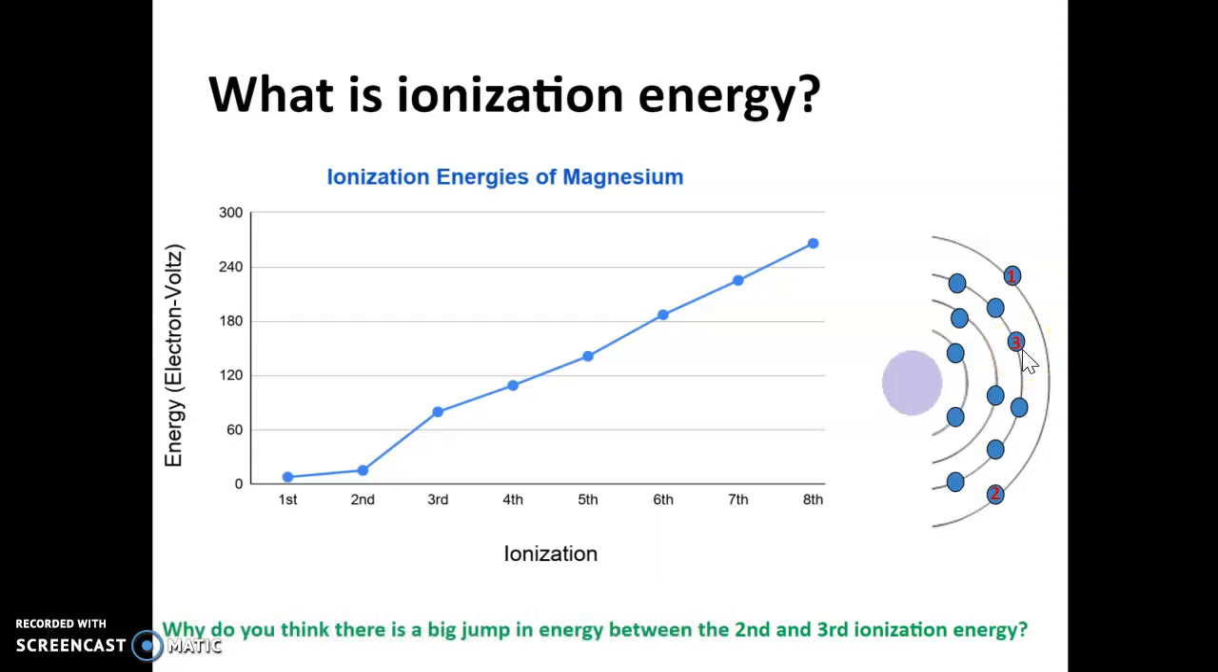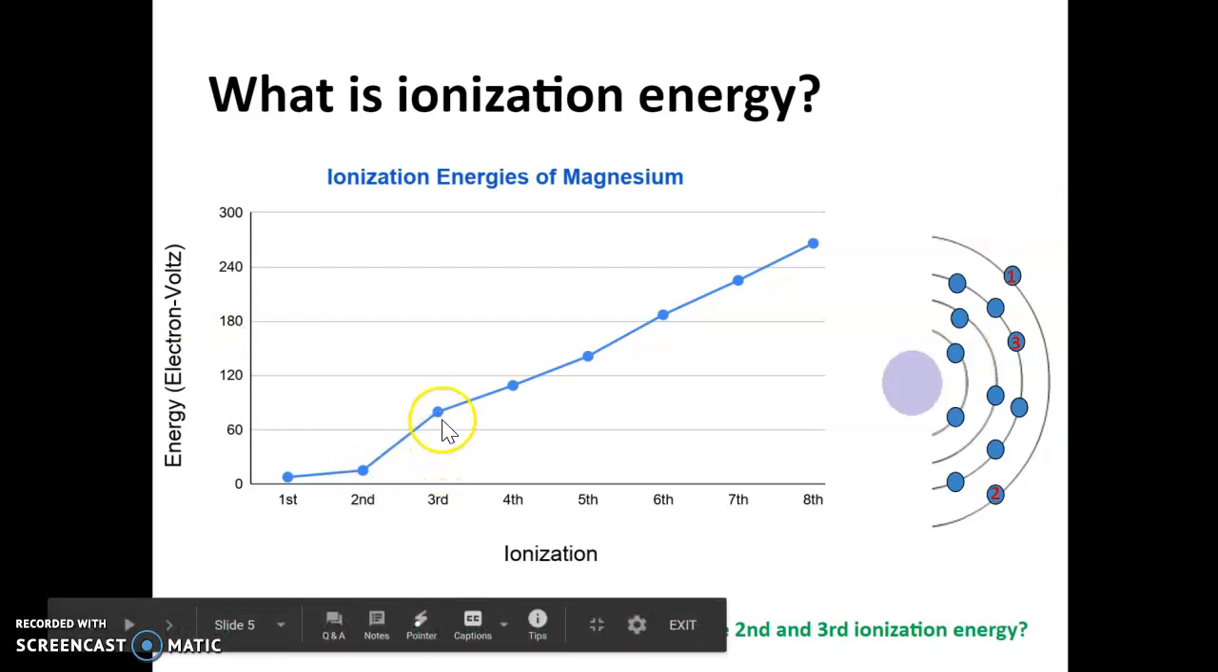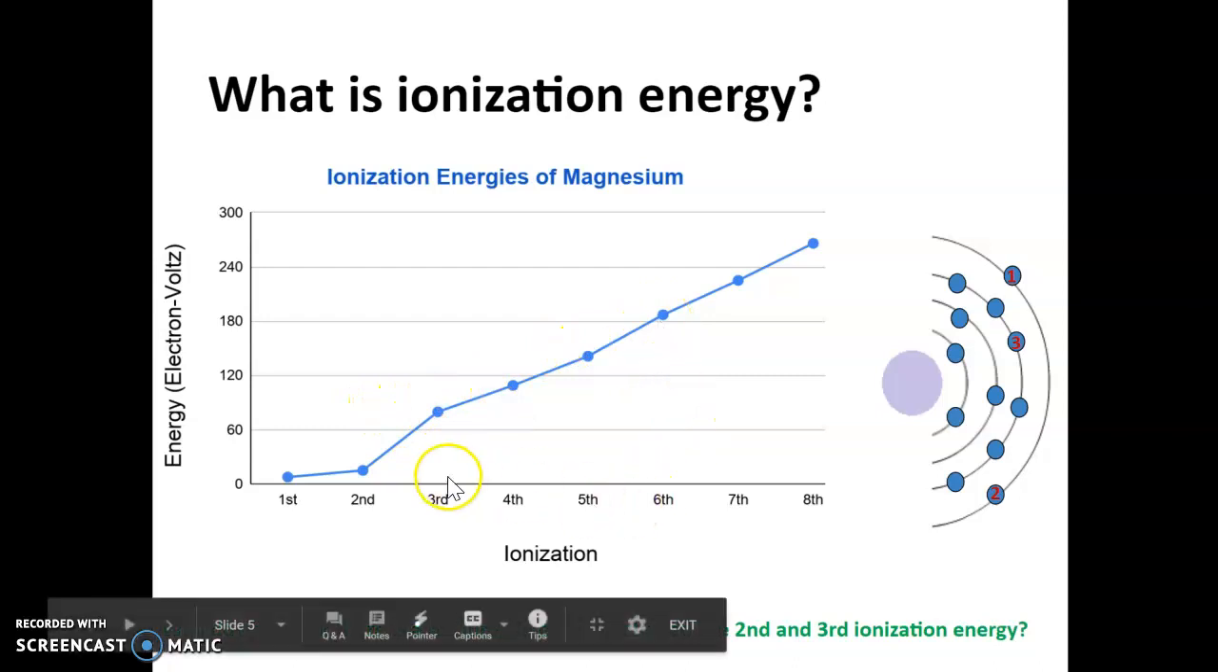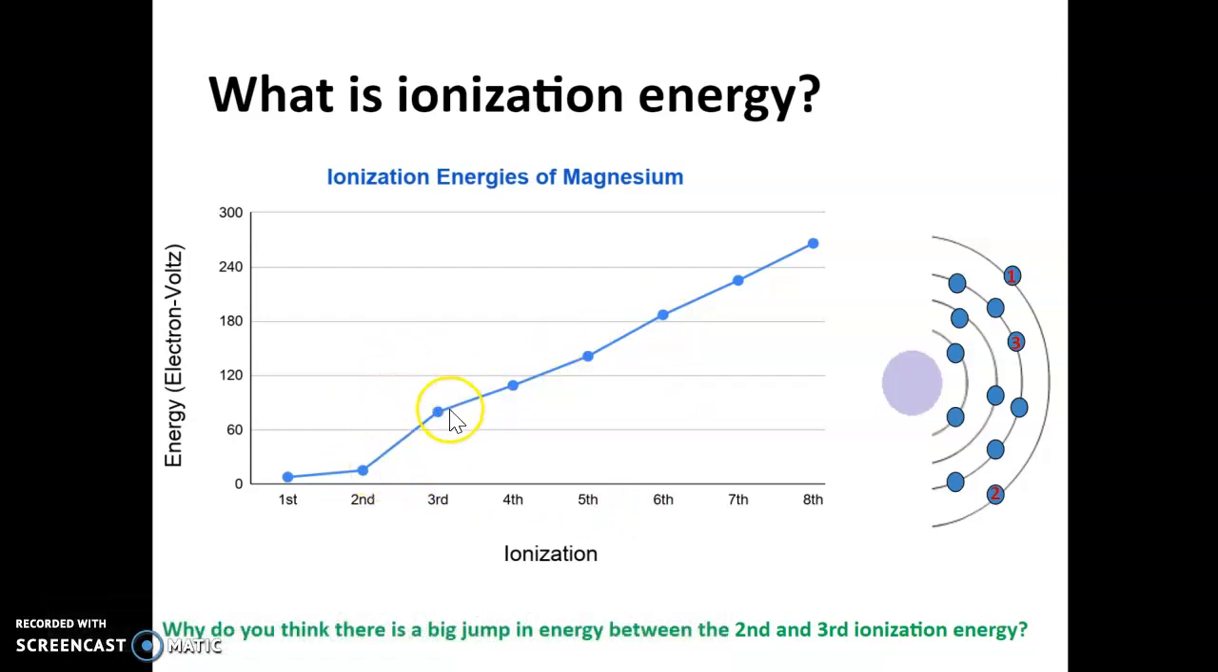So if you want to take that third one, what we notice in this graph of the data is actually this really big jump in ionization energy. We had a little bit of an increase. It's a little bit harder to take the second one, but it's a lot harder to take the third one. But then after that, it evens back out as you're taking more and more. It's getting harder, but at the same rate. Like it's getting a little harder, a little harder, a little harder. Whereas down here, 2 to 3, it's a lot harder. So why do you think there's such a big jump in energy between the second and third ionization?